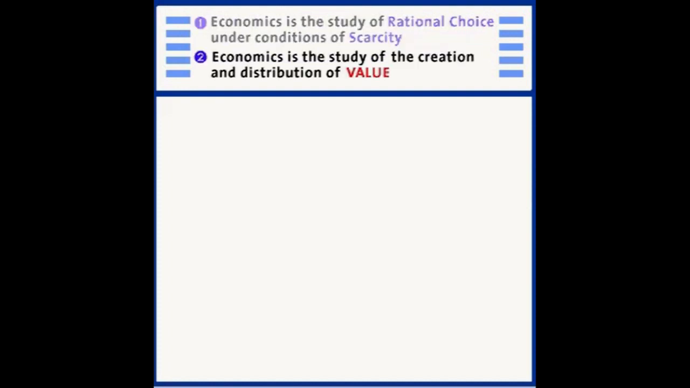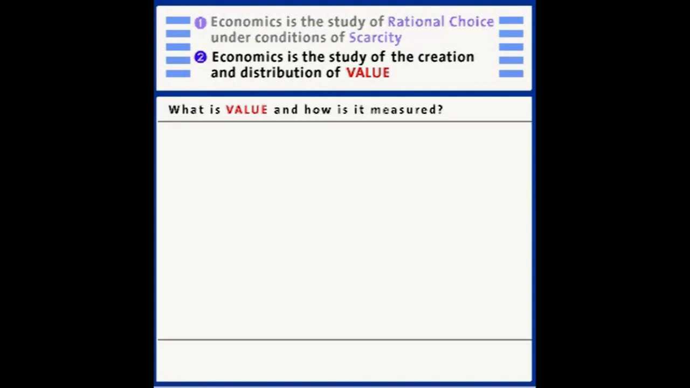And value sometimes becomes a bit of a squishy concept. We know what it is, but it's hard to measure in some cases, and therefore seems difficult to define. Value is simply the difference between the benefit of an activity and the cost of that activity. It's a kind of measure of profit or extra satisfaction.